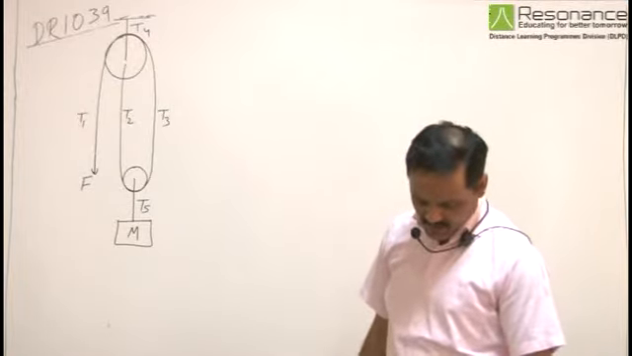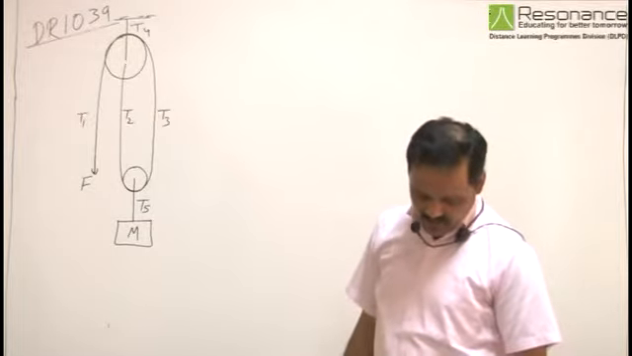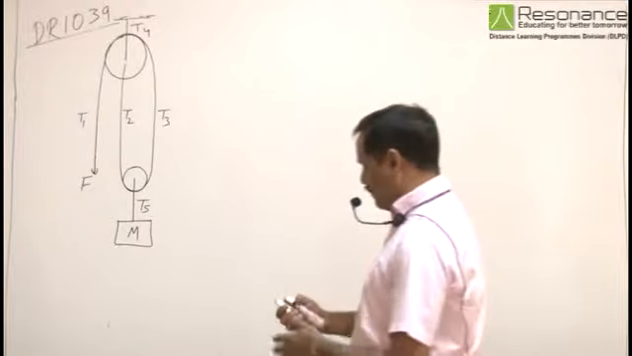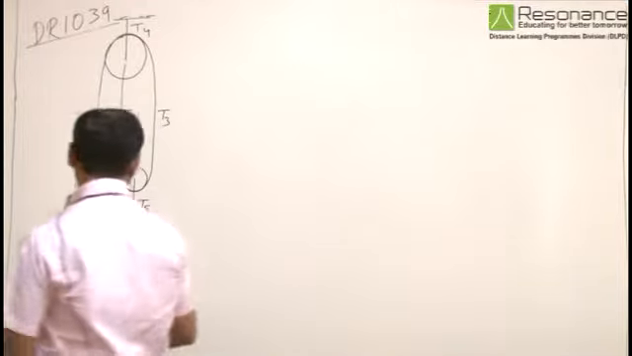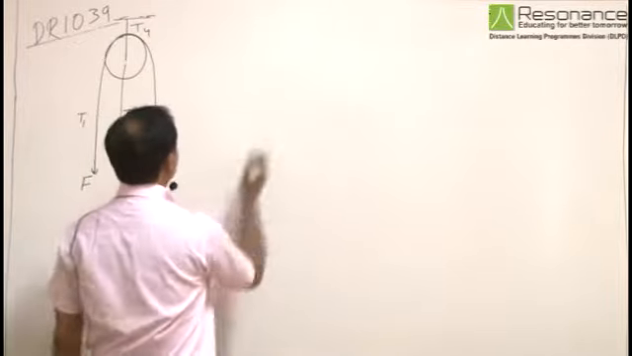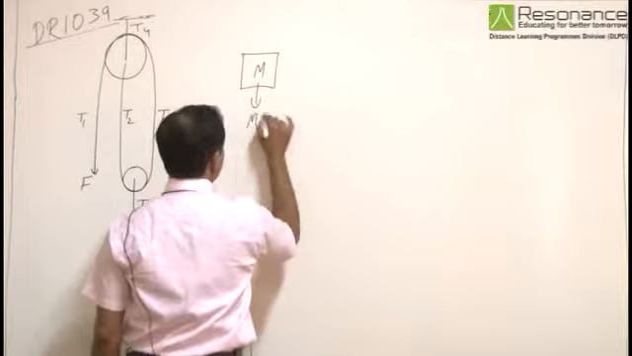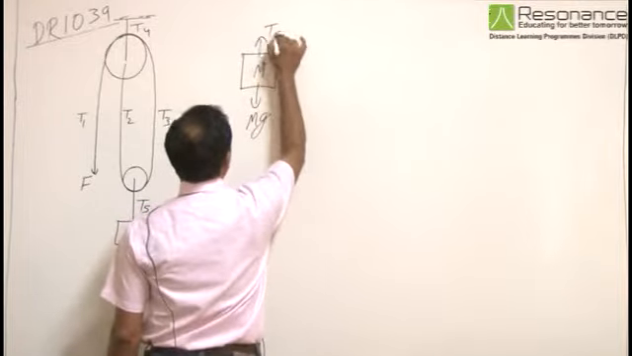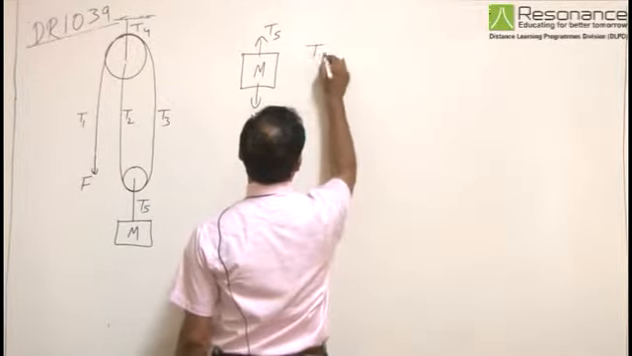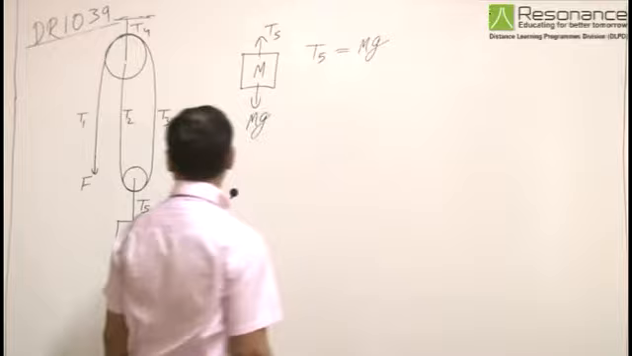We need to find the tension in each section of the rope, and we need to find the magnitude of F held the block of mass m. So if I consider the block, its mass is m, so weight is mg downward, T5 is acting upward. So for equilibrium of this block, T5 is equal to mg.